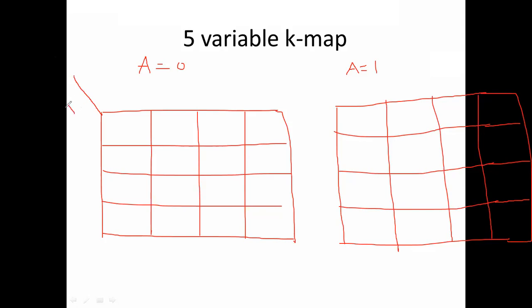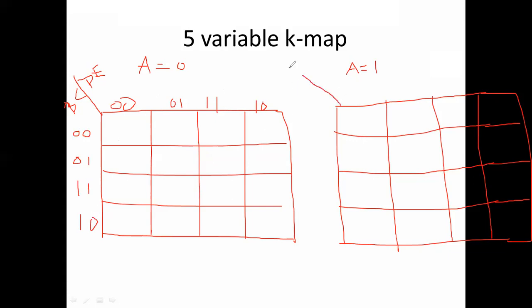Here we are taking B, C. Here we are taking D. As usual, the series here is 0, 0, 0, 1, 1, 1, 1, 0. Here also 0, 0, 0, 1, 1, 1, 1, 0.